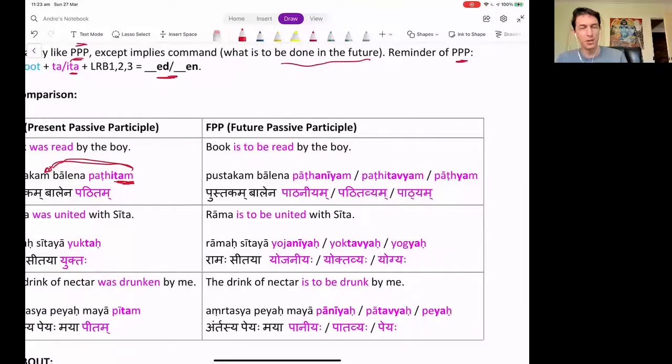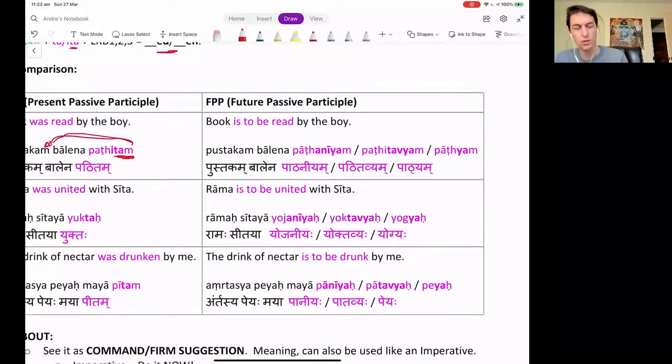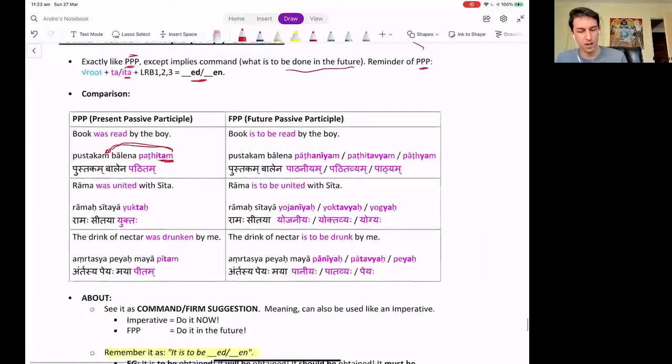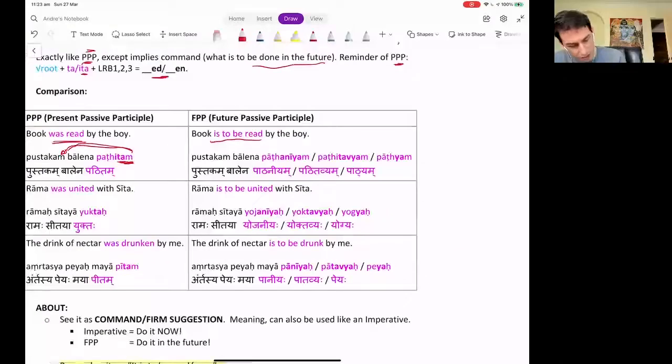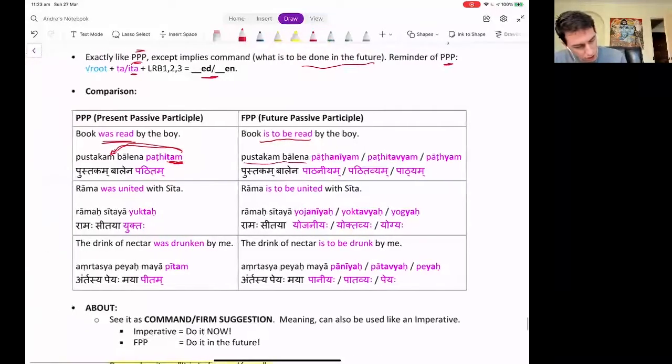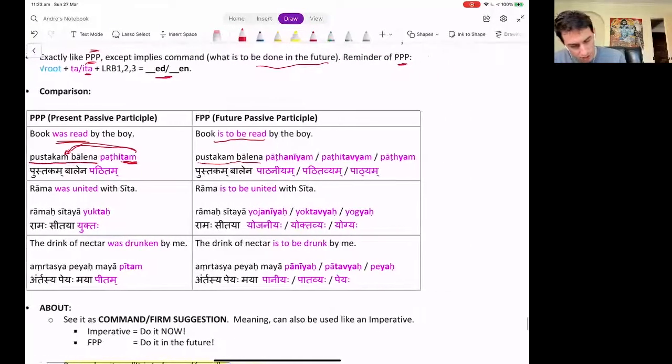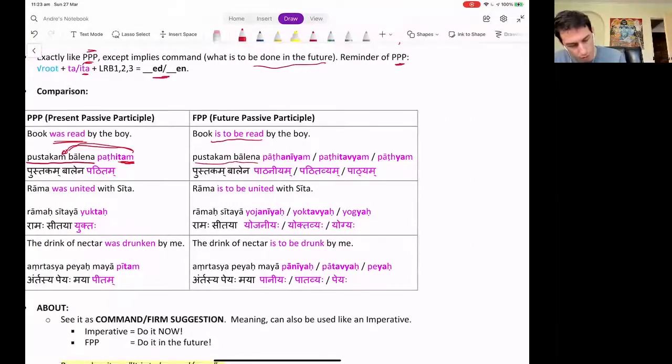Now let's look at FPPs. Book is to be read by the boy. Now notice the pinks, right? Book was read, book is to be read. So what's the first thing we can know about FPPs? How do you translate it into English? Is to be read, is to be gone, is to be remembered, is to be protected. Pustakam balena. So we have not changed these two sections. Book by the boy.